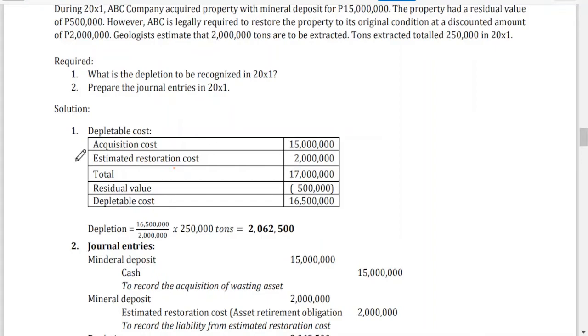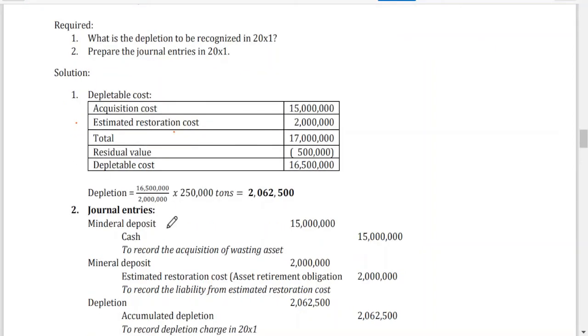Now let's prepare the journal entries. We have debit mineral deposit, or the wasting asset, or you can specify what type of wasting asset it is. So we have mineral deposit 15 million, credit cash 15 million.